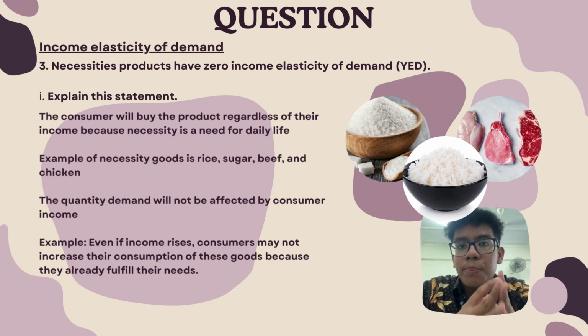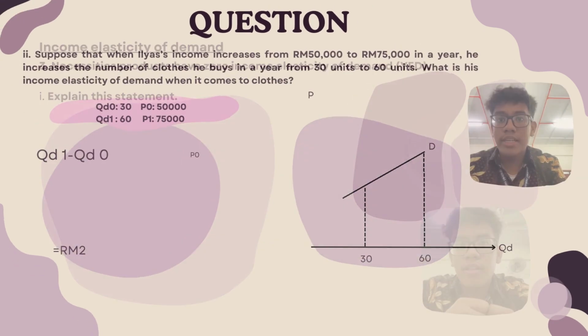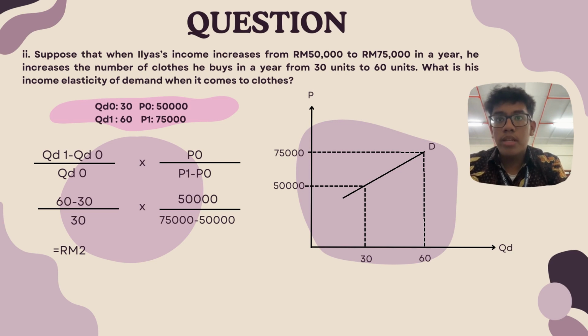For example, even if income rises, consumers might not increase their consumption of this good because they have already fulfilled their needs. Second question. Suppose that when Ilya's income increases from 50,000 to 75,000 ringgit in a year, she increases the number of clothes she buys in a year from 30 units to 60 units. What is her income elasticity of demand when it comes to clothes?